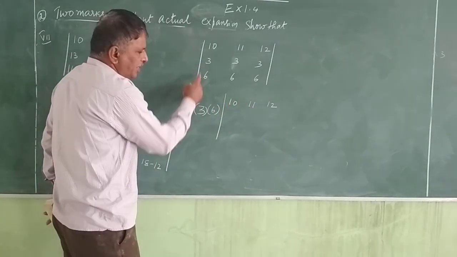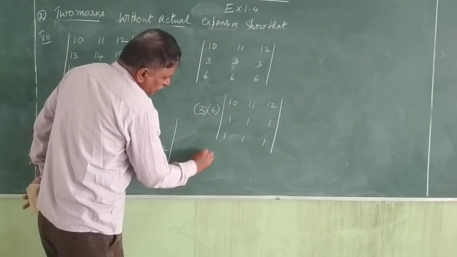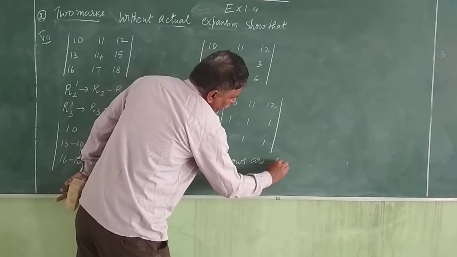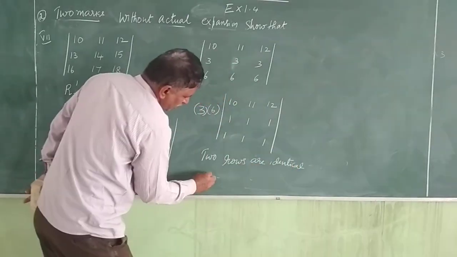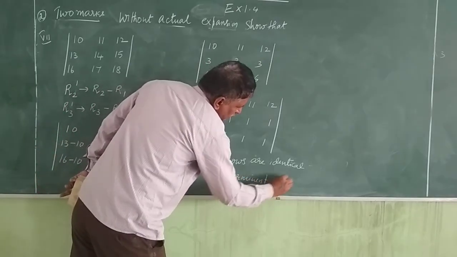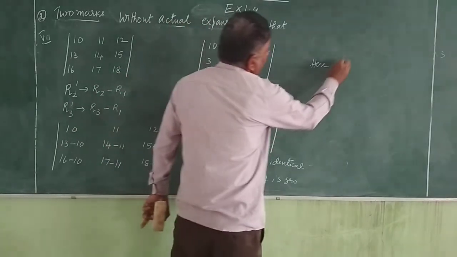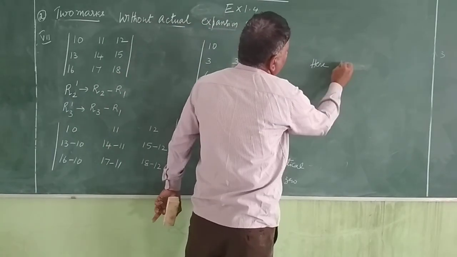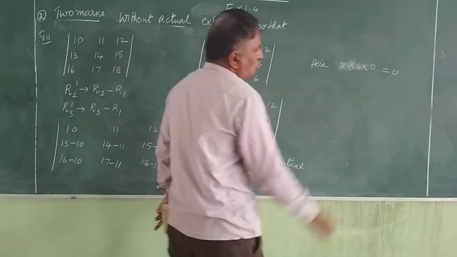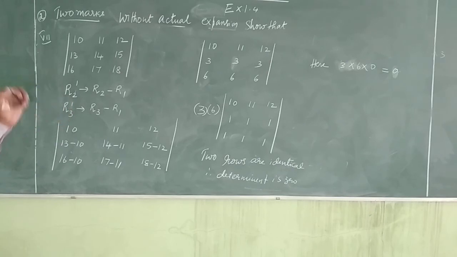We know that 3 can be written as 3 into 1, so the second and third rows become 1, 1, 1. According to the property, 2 rows are identical, so therefore the determinant is 0. Hence, 3 into 6, which is 18, into 0 is equal to 0. Hence it is proved. Please copy down this one.